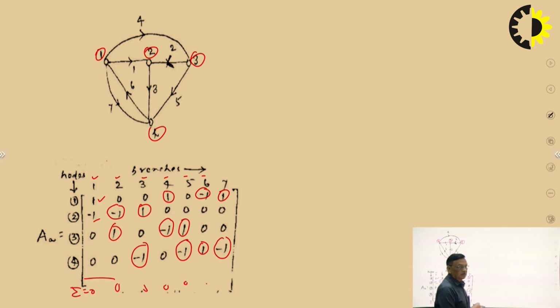So in the examples, if the matrix is given, we can easily identify whether the given matrix is a complete incidence matrix or a reduced incidence matrix. So how can you find out? Just take the summation of the columns. If it comes to 0, then the given matrix is the complete incidence matrix. If it is not 0, then the given matrix is a reduced incidence matrix.